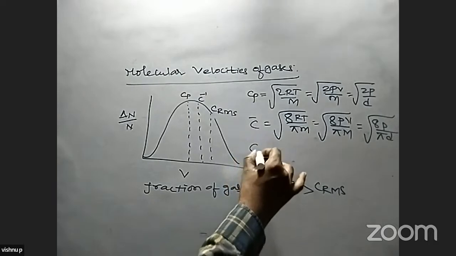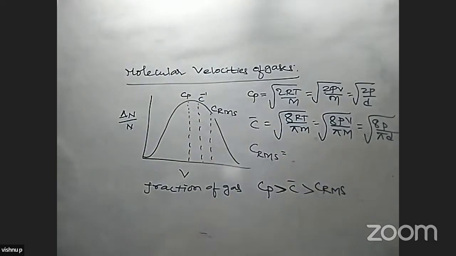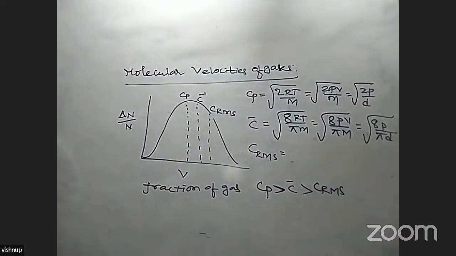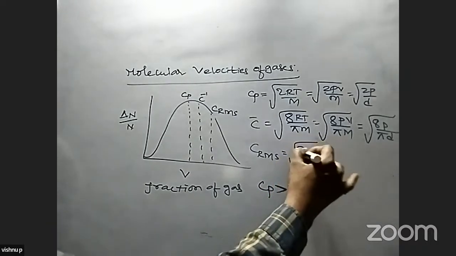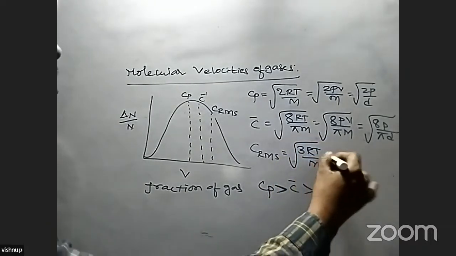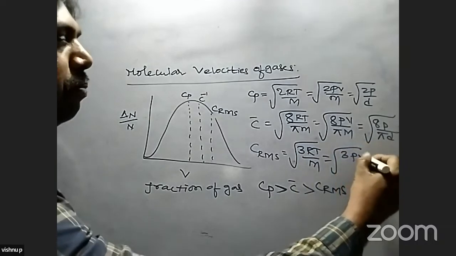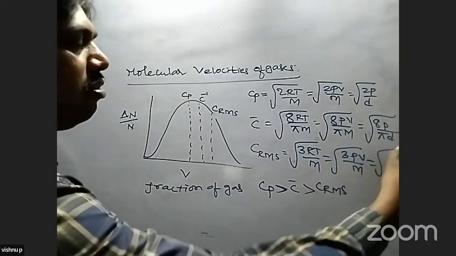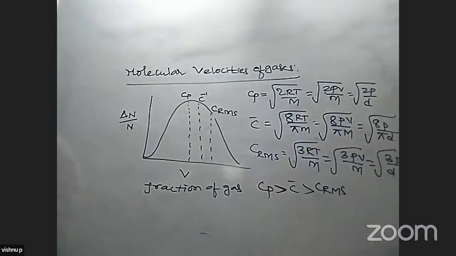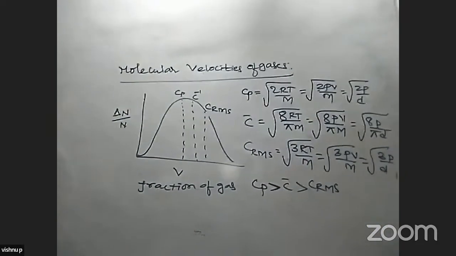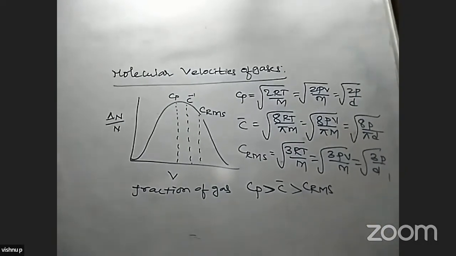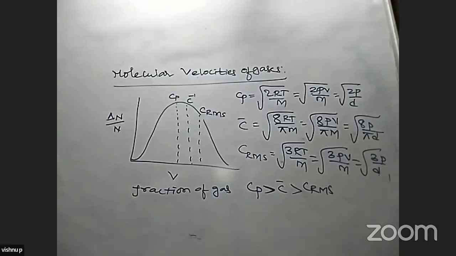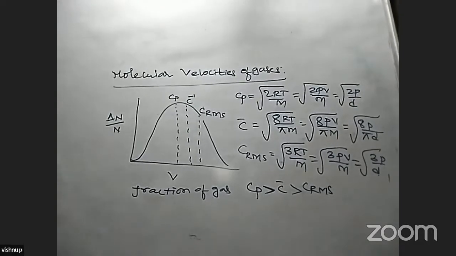Next is root mean square velocity, the root of the mean of the square of velocity of all gas molecules, and this is equal to root 3RT by M, that is equal to root 3PV by M, that is equal to root 3P by D. Okay, these are different velocities of gas molecules. Any type of velocity is inversely proportional to molecular weight and directly proportional to temperature.